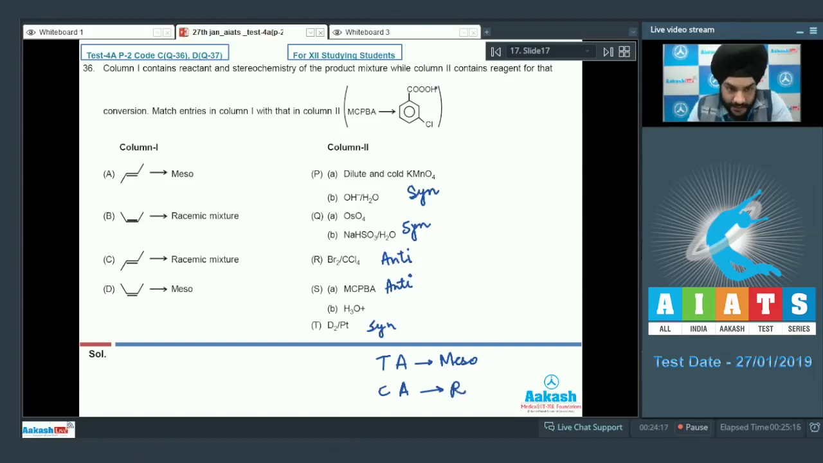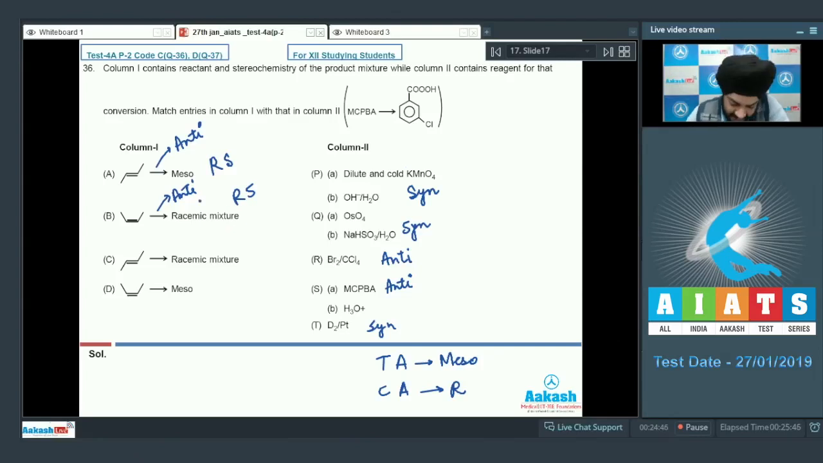So let us first look at option A. So we have a trans alkene which is forming a meso compound. So obviously we'll have to have reagents which cause anti-addition. So we have R and S as the correct matching for option A. If you look at option B now, we have a cis alkene giving us a racemic mixture. So obviously we have to have reagents which cause anti-addition here. So the correct matching for option B will also be R and S, which is the anti-addition set.